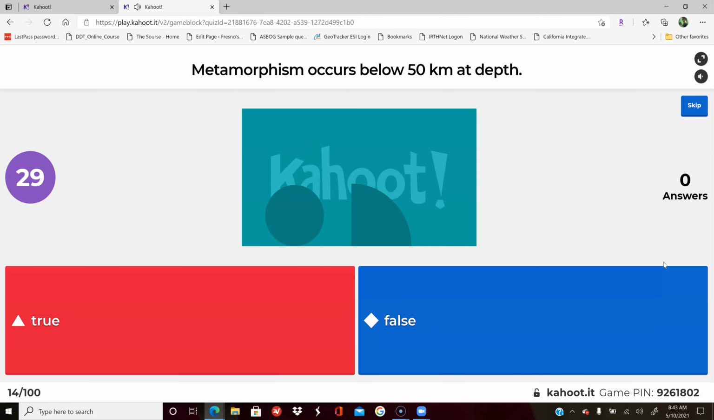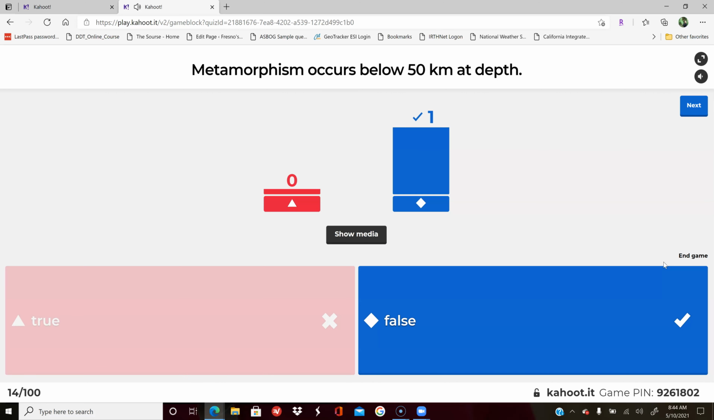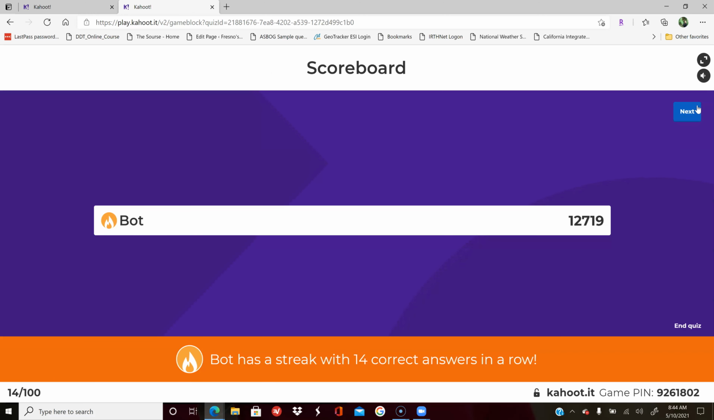Metamorphism occurs below 50 kilometers at depth. This is false. Metamorphism occurs between 10 and 50 kilometers at depth. Below 50 kilometers, your felsic rocks or minerals start to melt and they become igneous.